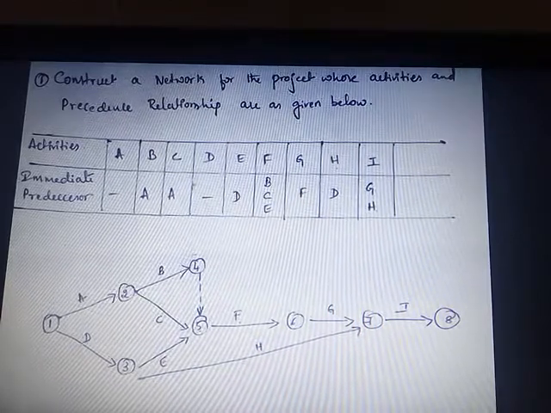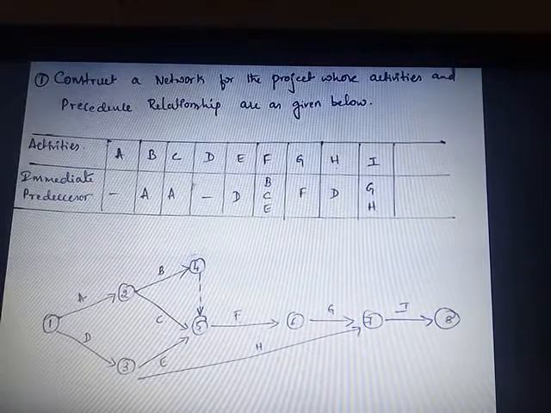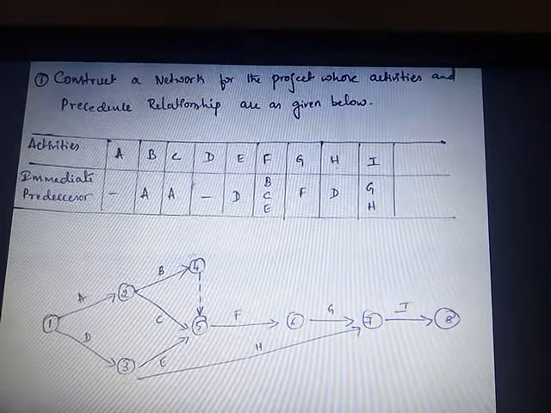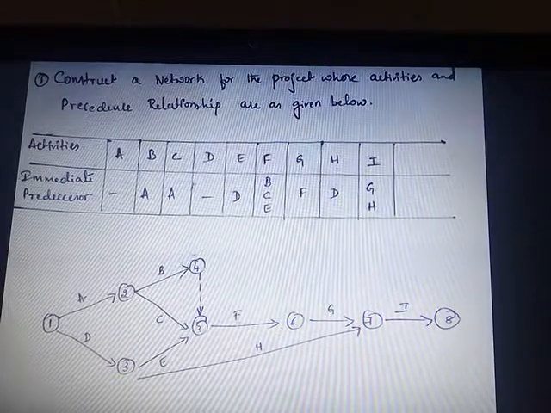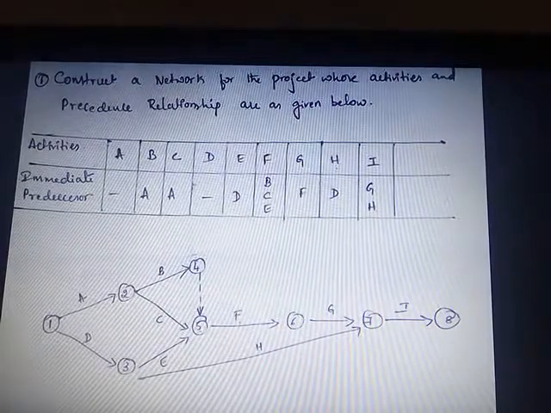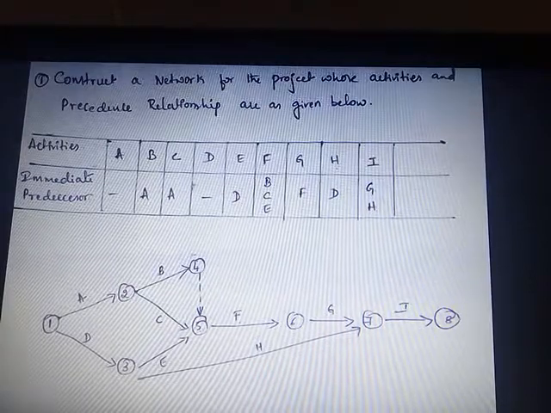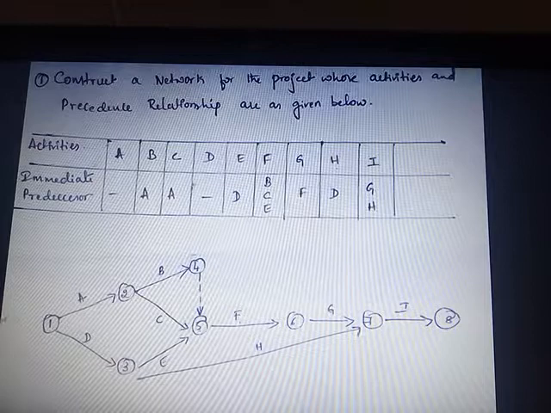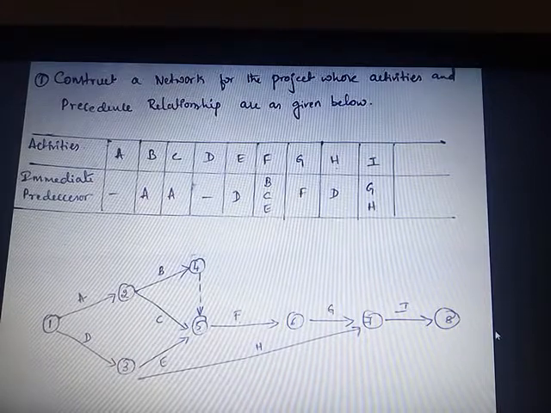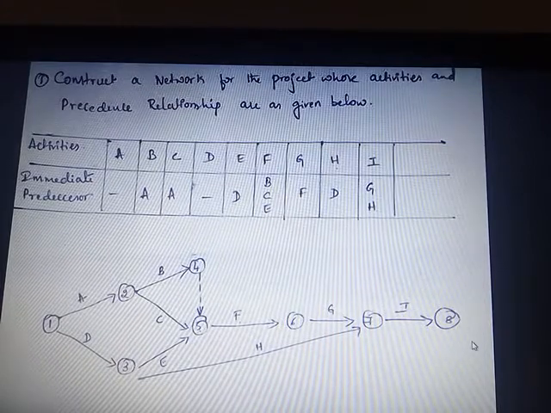While numbering the nodes, in numbering the events, the following rules should be observed. The event number should be unique. It should not be repeated. Event numbering should be carried out on a sequential basis from left to right. From left to right, you only have to number. Don't write the numbers from right to left.